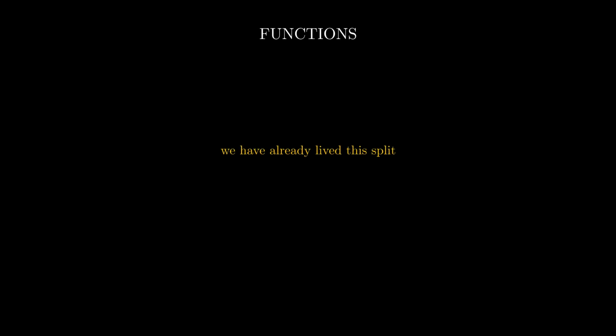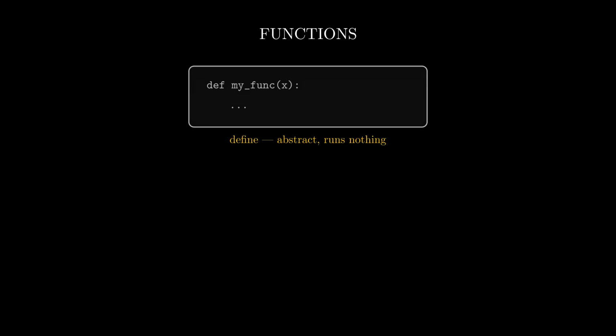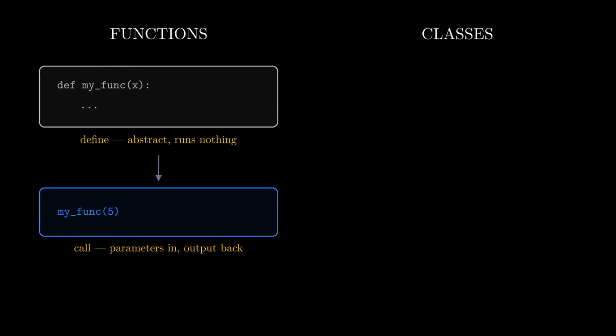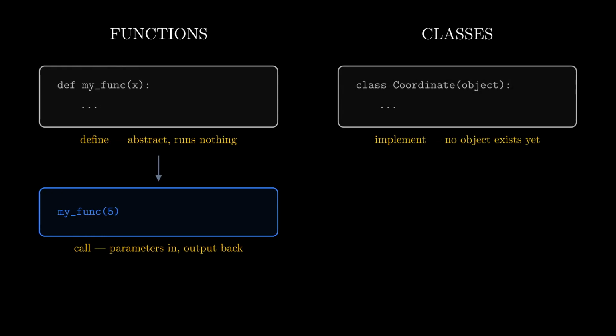This split should feel familiar because we have already lived it with functions. When we define a function, we tell Python we would like to abstract some code that does something useful, and we write that definition once in an abstract way. We do not run the function at that point, we just define it. Calling the function is the moment something useful happens. Here are the actual parameters. Run with these, give me the output. Classes mirror that split exactly.